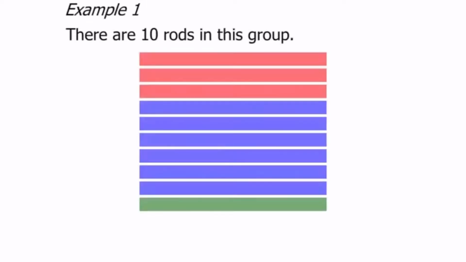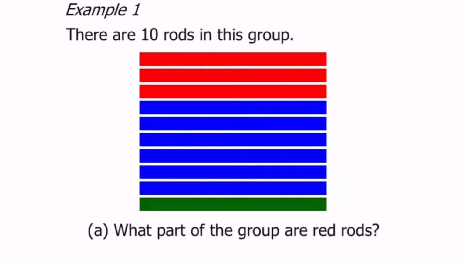In this lesson, we do some work on tenths to decimals. Example 1. There are 10 rods in this group. In part A, we're asked what part of the group are red rods. 1, 2, 3. There are 3 out of 10. Now we can write that as a fraction. We can write that as 3 tenths. And in decimal form, we write 0.3.